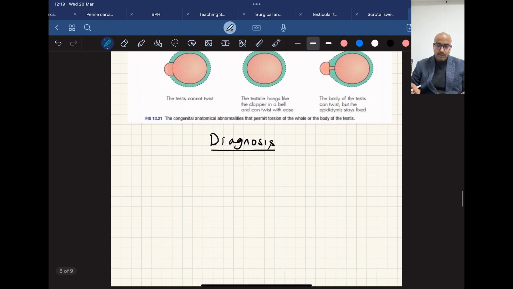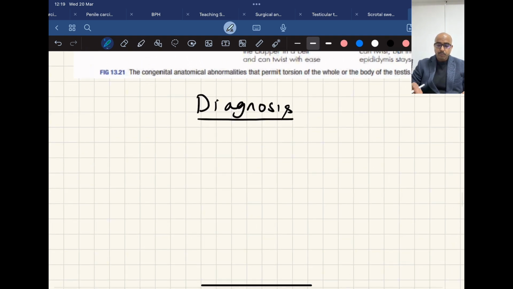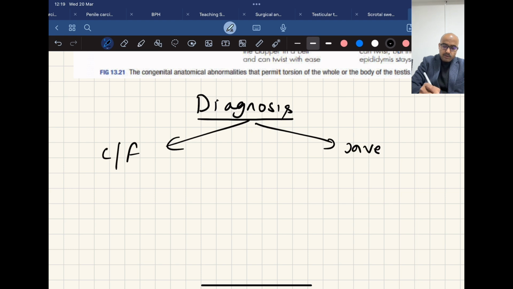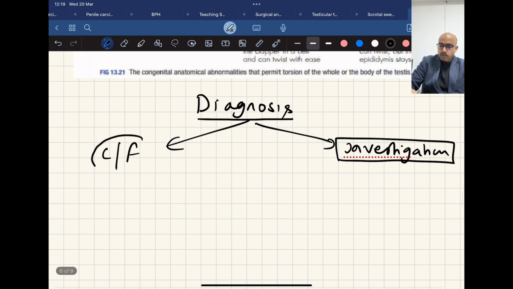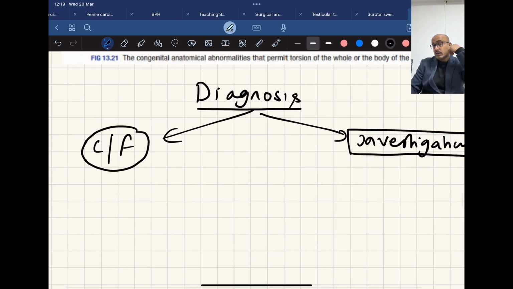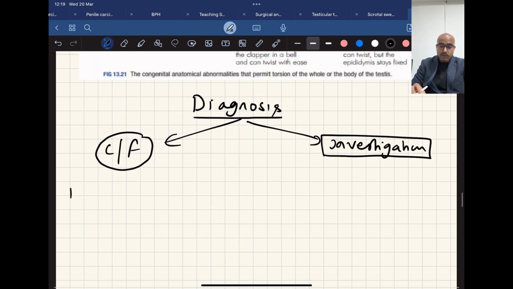Now let's see how we diagnose a case. Whenever we talk about the diagnosis, you know that we have clinical features, and we do some investigations. Mostly it's a clinical diagnosis. As it's a urological emergency, we depend mostly on the clinical features, but if we have time and if we can do the investigation, we do that as well.